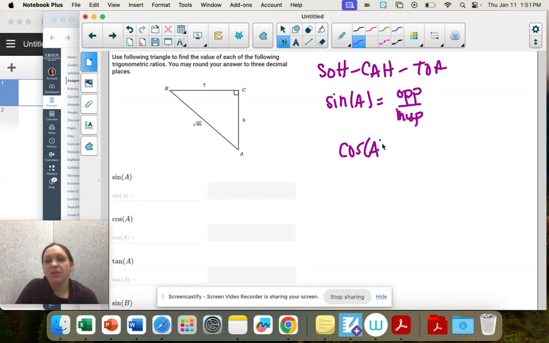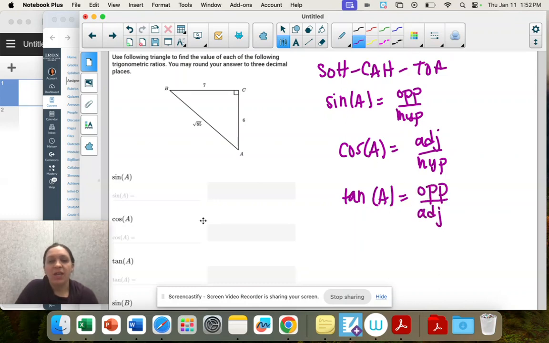Cosine of some angle is adjacent over hypotenuse. And then tangent of some angle is opposite over adjacent. So we're starting with angle A as our reference. So let's label our sides.